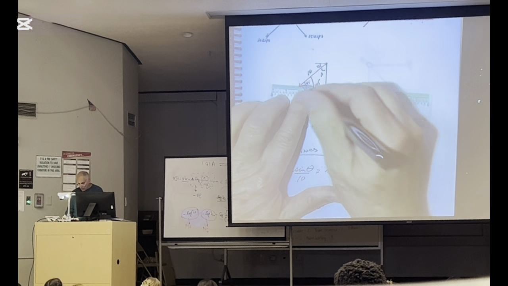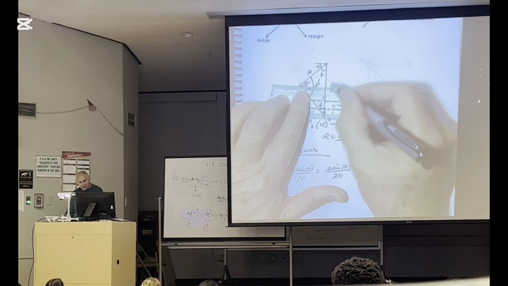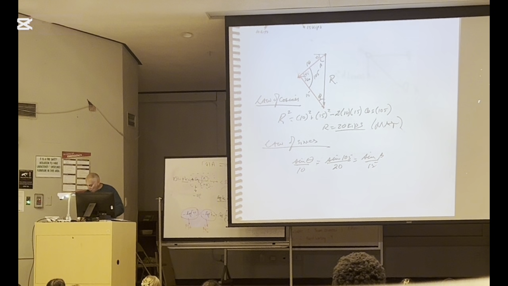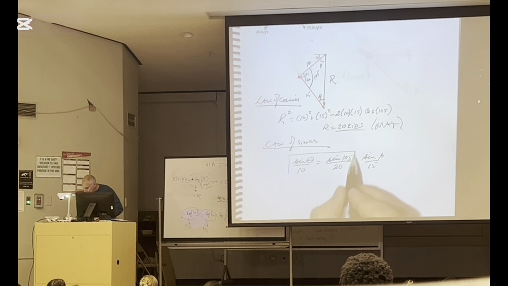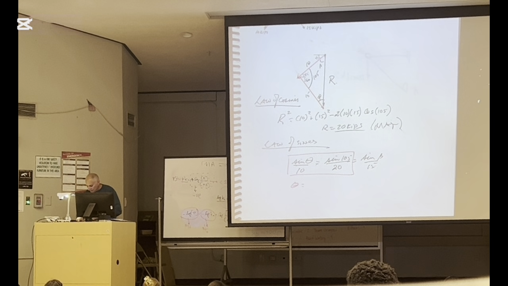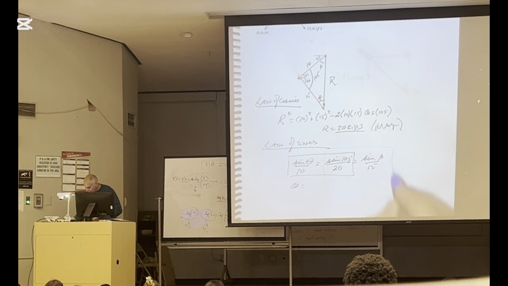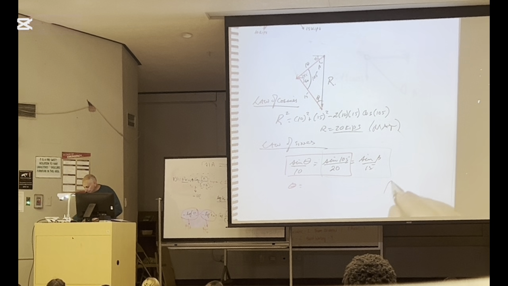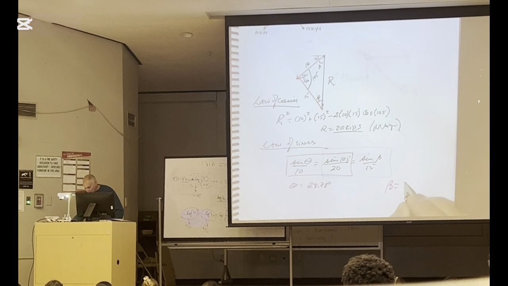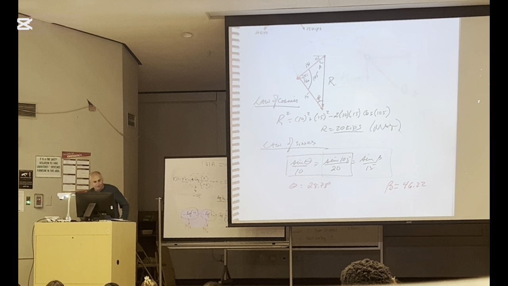And sine of 105 and the side opposite would be the R. Yes? Now, if I solve these together, I will get theta. If you solve, you'll get theta equals 28.78. Beta is equal to 46.22.